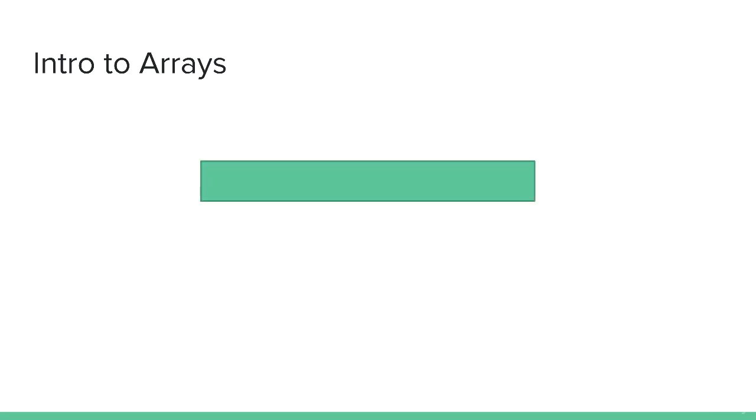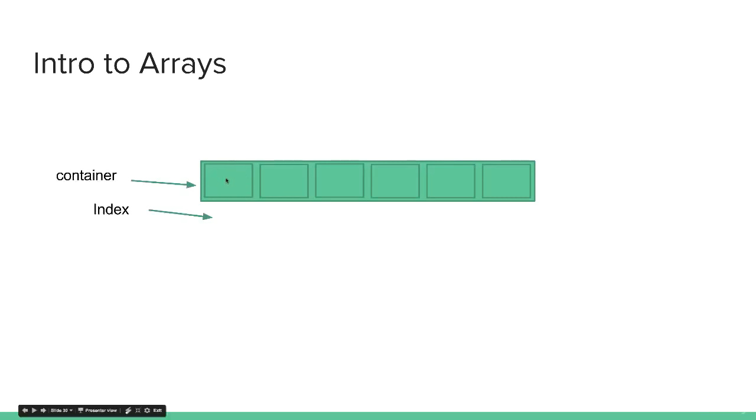So think of an array as this rectangle in memory, which we call a container. Inside it we have smaller components, smaller buckets, just like variables. So we have variable 1, 2, 3, 4, 5, 6.